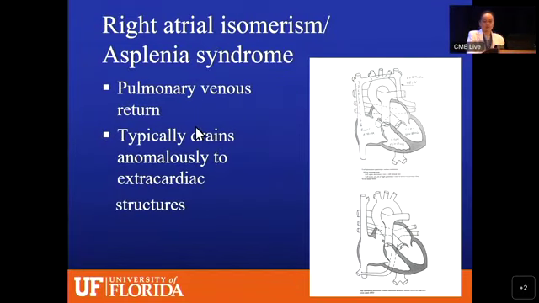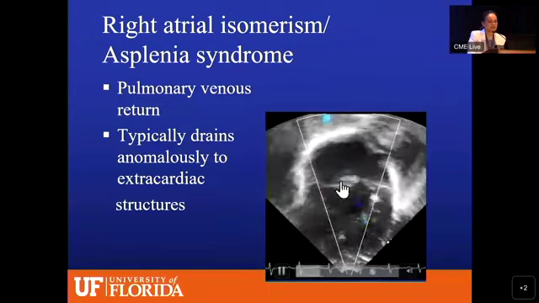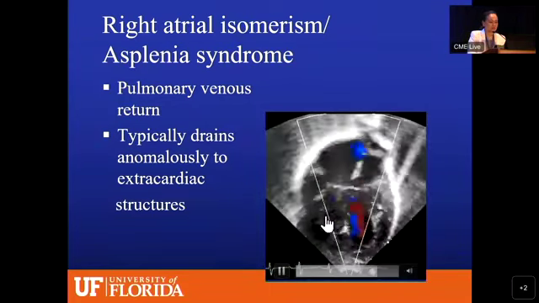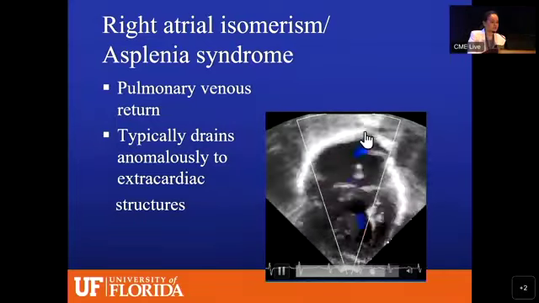And you look at your pulmonary venous return, which typically drains anomalously to extracardiac structures. That is, you rule that out. That is a given until proven otherwise. Again, I don't need to tell this audience about supracardiac veins and infracardiac veins, you know those. And again, this is your transthoracic echocardiogram, four-chamber view of total anomalous pulmonary venous return.